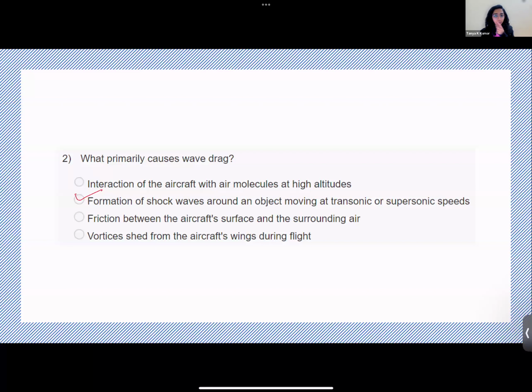So what kind of drag was that? The last option, vortices shed from the aircraft's wing during flight. What kind of drag did that create? Induced drag, correct. So this produced induced drag.